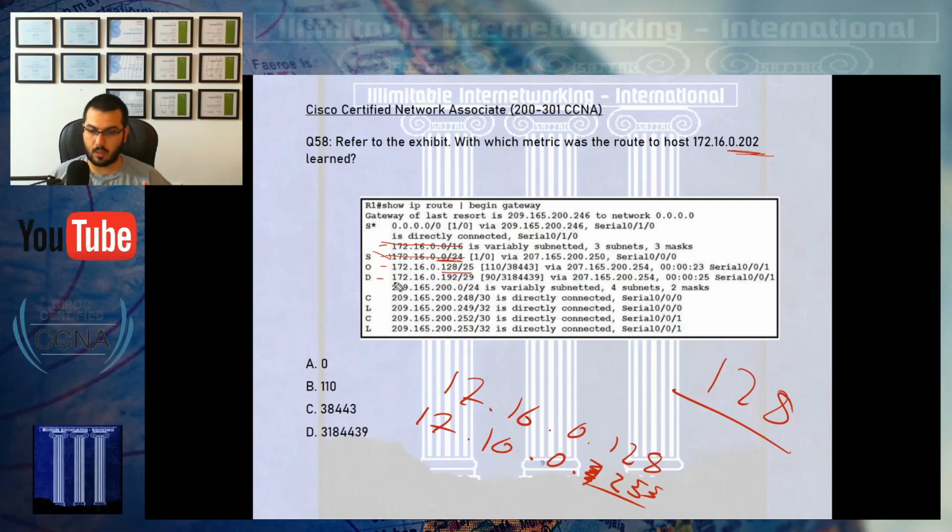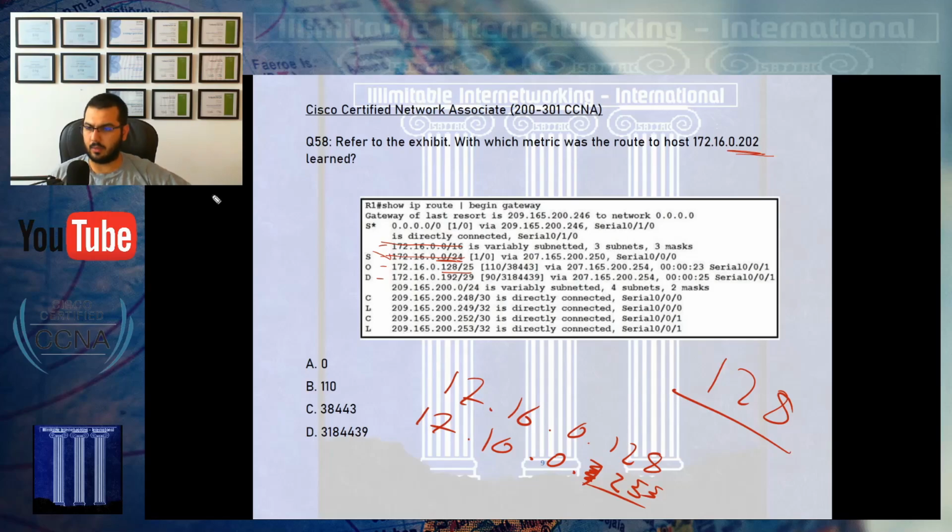The last one will be 172.16.0.192/29. That means there is a 30, 31, 32, so 3 zeros. So 2 to the power of 3 gives us 8. So this subnet starts with 192 and has an increment value of 8. So this will end with 200.